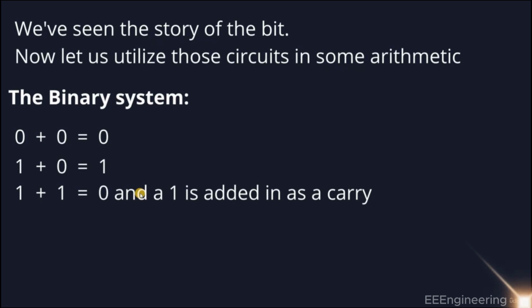This is how the binary system works actually. You just have these three operations. 0 plus 0 is 0, 1 plus 0 is 1, 1 plus 1 is 10. As simple as that. It's not really 10, it's just 0 and 1 in the carry. We're going to see what this means later.